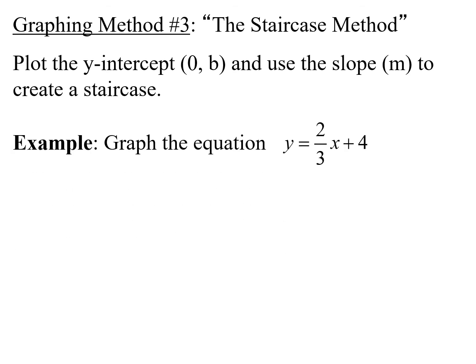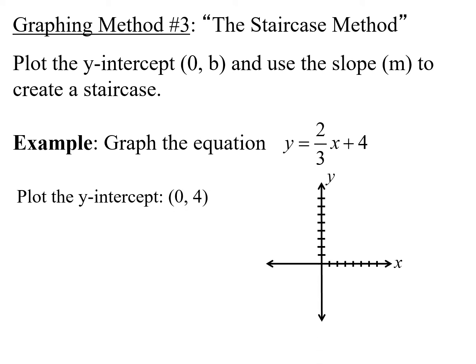So we want to graph the equation y equals 2/3 x plus 4. My y-intercept is at (0, 4), and my slope is 2/3. So I'm going to start at the y-intercept, which is along the y-axis up at 4. My slope is up 2 and then to the right 3.